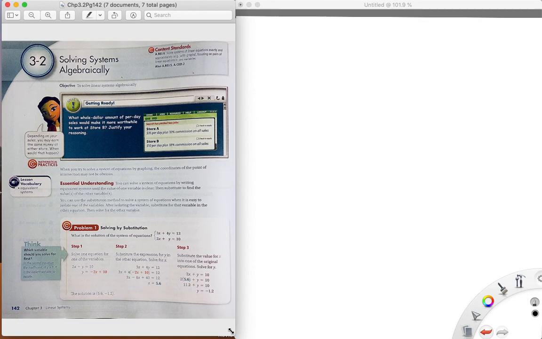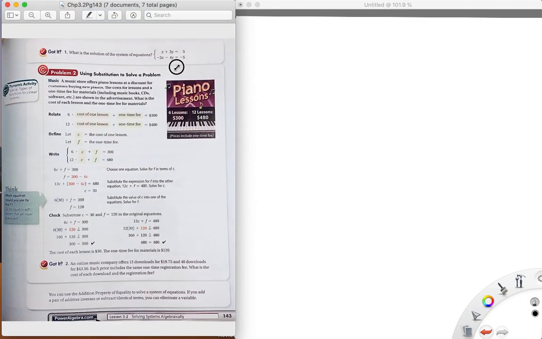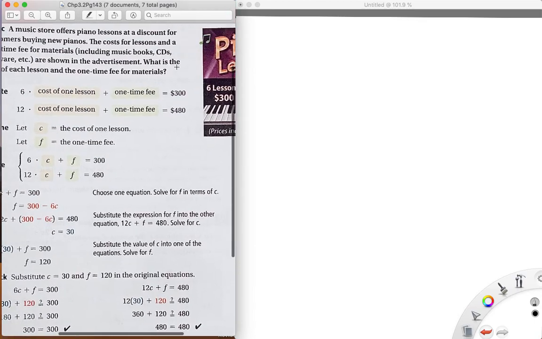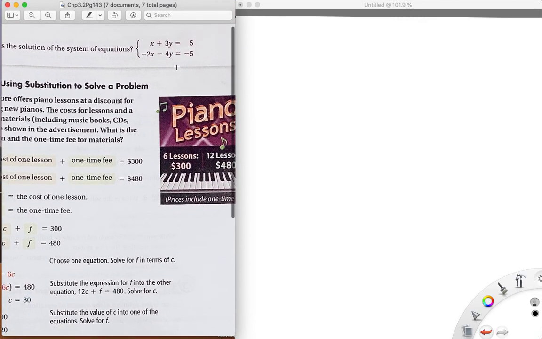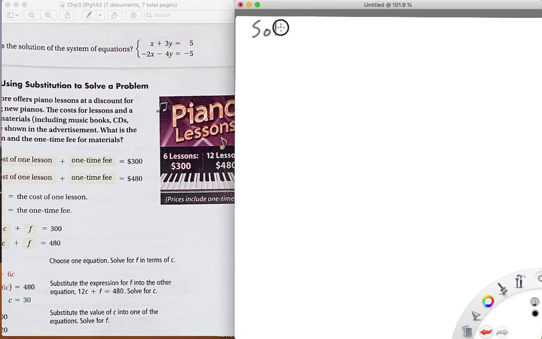The third one is elimination by multiplying. So when we do substitution to solve, solving by substitution works when you have one variable already isolated.